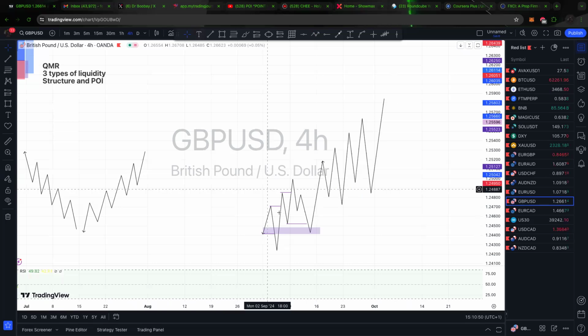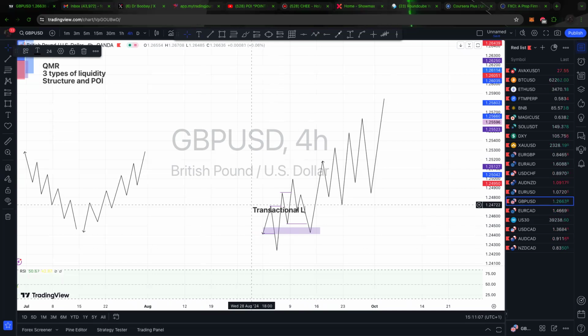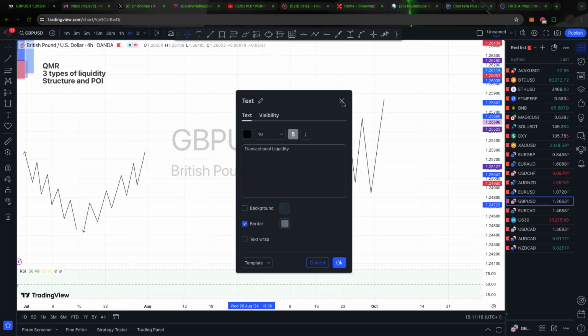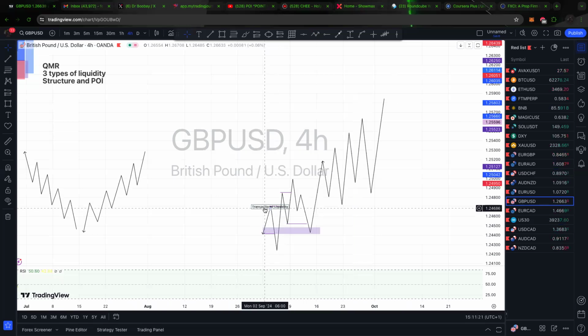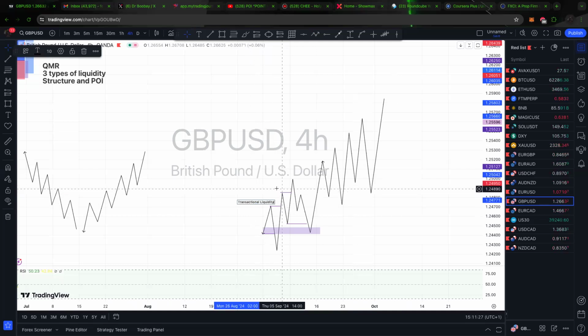So when price sweeps the low in a bullish scenario and takes out the high, what it has taken out here is called the transactional liquidity. You can mark that down. What I've taken out there is the transactional liquidity. And as you can see, it happened again here.